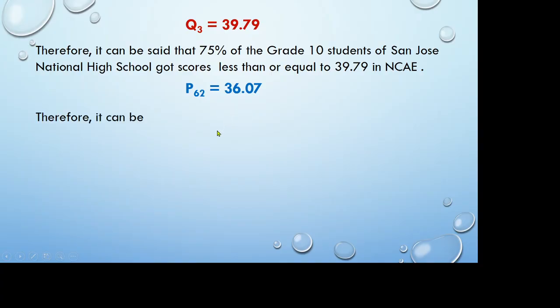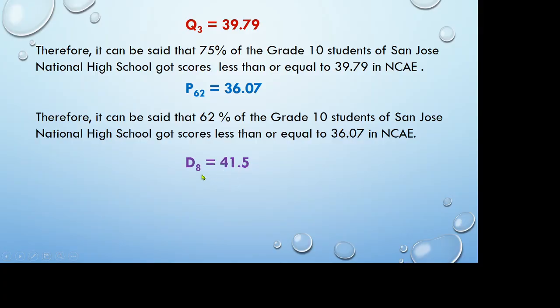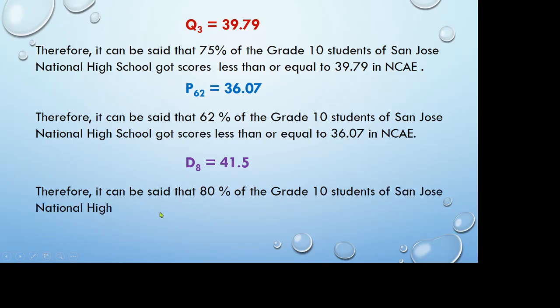So, it can be said that 62% of the grade 10 students of San Jose National High School got scores less than or equal to 36.07 in NCAI. And the last one para sa D sub 8, dahil ito ay 8 o di 80%. It can be said that 80% of the grade 10 students of San Jose National High School got scores less than or equal to 41.5 in NCAI. Okay, so ganyan lang kadali po solving ang learning task 2.